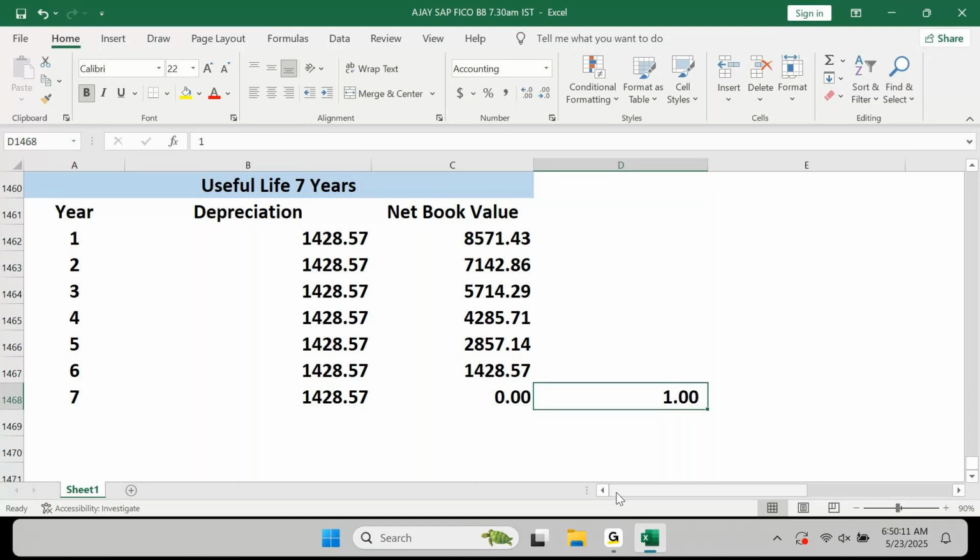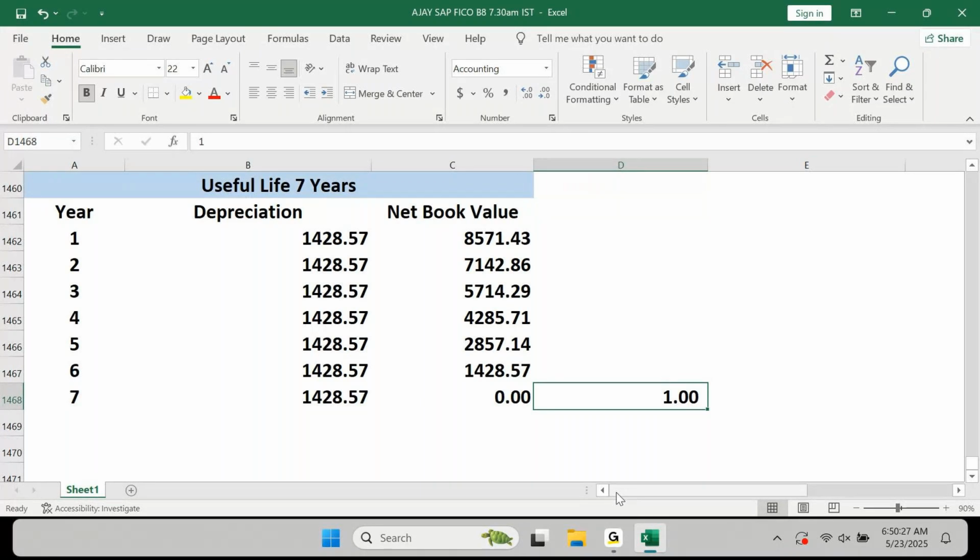You can add asset additions. That engine value, whatever you added, you can increase the value of the asset. Maybe on 10,000, you added 2,500 rupees for the engine. Then you can put 2,500 as an addition entry.